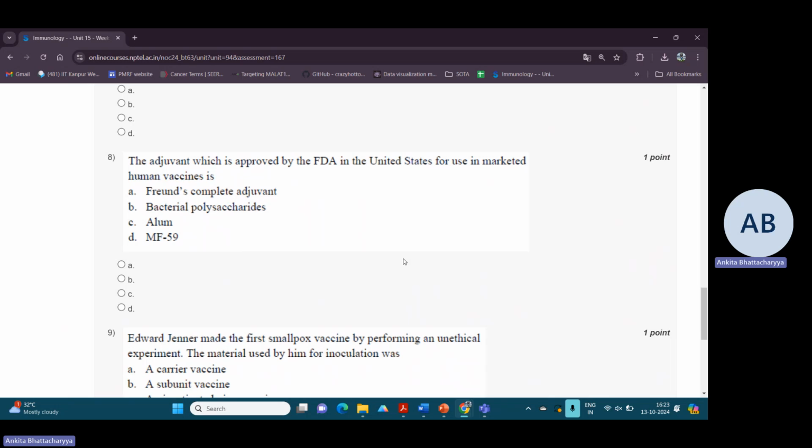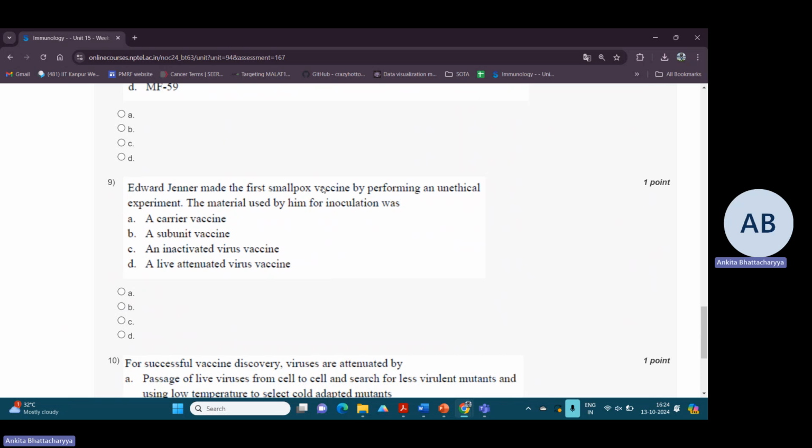The adjuvant, which is approved by the FDA in the United States for use in marketed human vaccines, is Freund's complete adjuvant, bacterial polysaccharides, alum, or MF59. This was repeatedly discussed by Professor Ghosh in the lectures. But if you're not familiar with it, you should have known one of the agents very commonly when you study chemistry also, for example, which is compatible with the physiological system of any human being. So that is the most commonly used adjuvant, which does not elicit any non-specific immune responses, is acceptable to the human body, and is efficient at doing its job as an adjuvant.